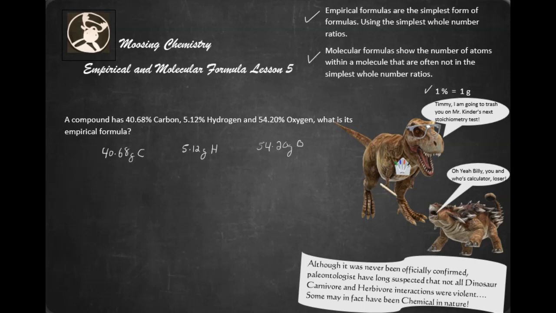Okay, so now, what is the molecular mass of carbon? Well, if you look at a periodic table, the molecular mass of carbon is 12.01 grams. Okay, and the molecular mass of hydrogen is 1.01 grams. And the molecular mass of oxygen is 16.00 grams.